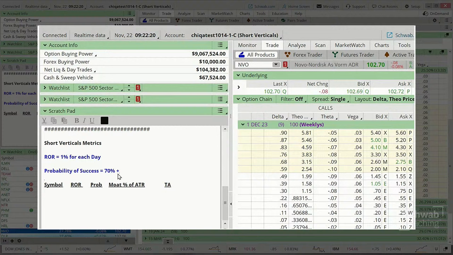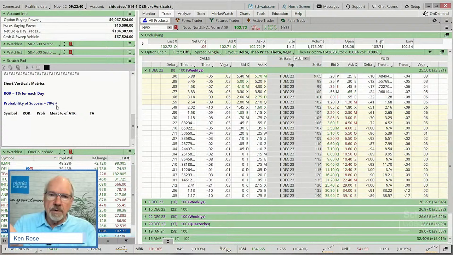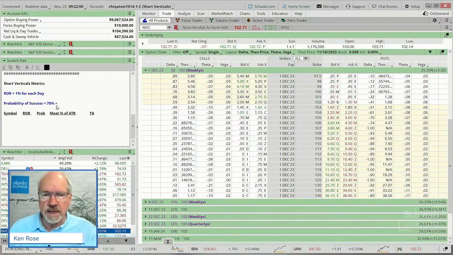And keep in mind, when you're looking at those two parameters, it is somewhat like a teeter-totter type of effect. If we go for a higher return on risk, our probability of success is going to slope down to the downside. If we go with a higher probability of success, then our return on risk is going to slope down to the downside. So you want to find that sweet spot that you're comfortable with regarding return on risk and probability of success. We'll take a look at some of the considerations you can look at in doing that.